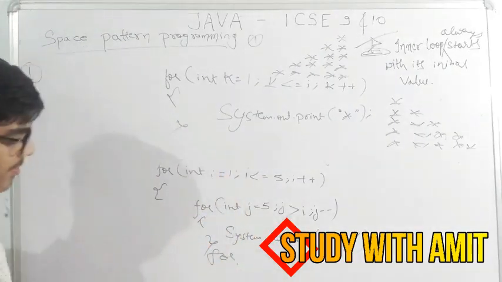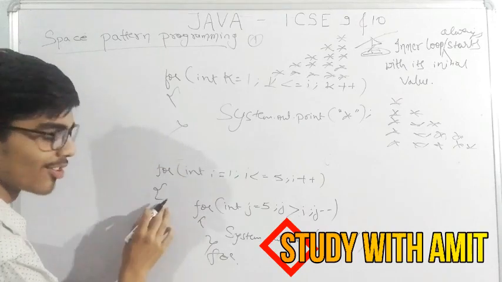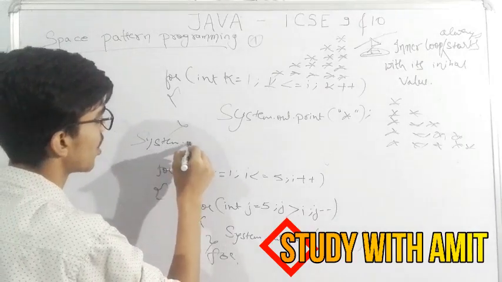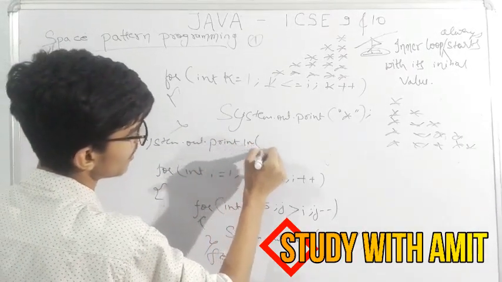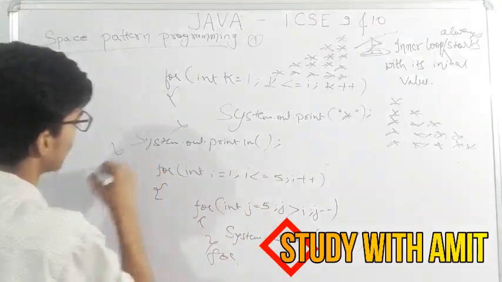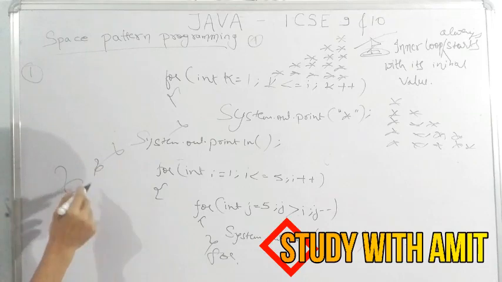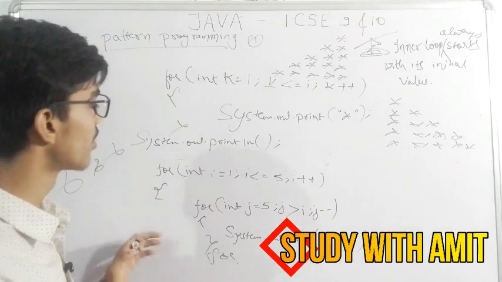This we have done. There is one loop open here for i, so before closing this loop we'll write system dot out dot println, and we'll close the for loop and the other two braces which we opened before. So this is the program.